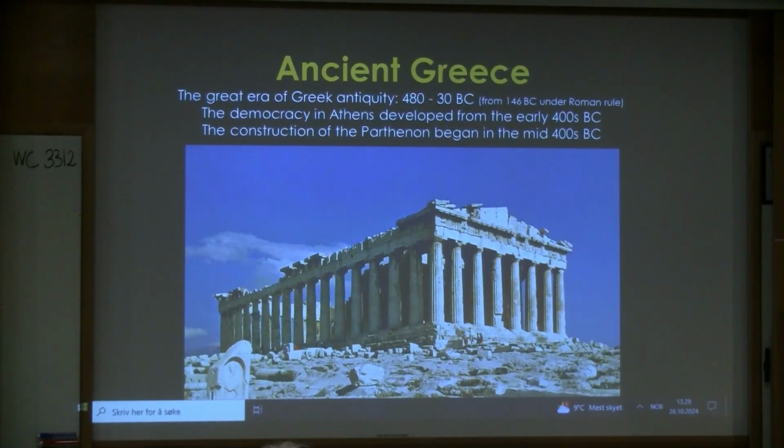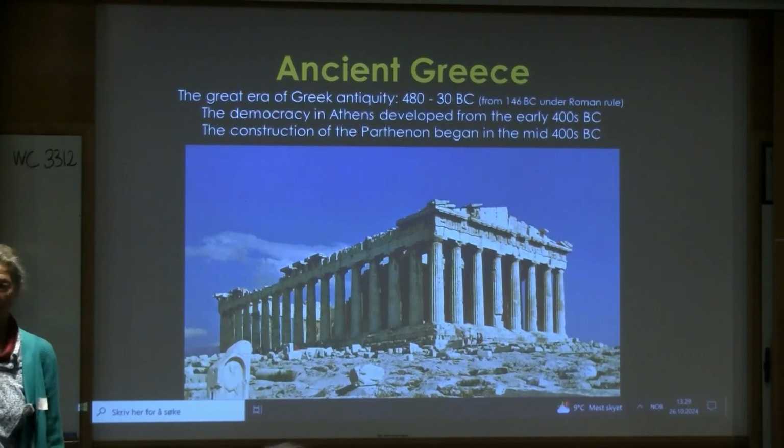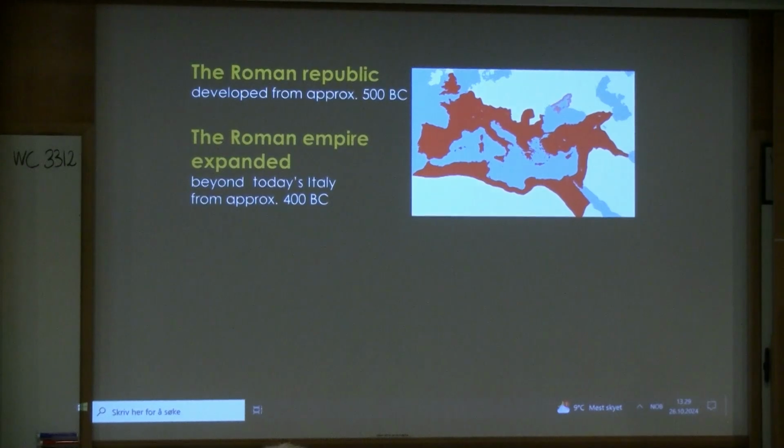In ancient Greece, the great era of Greek antiquity started during this period. The temperatures had really picked up by about 500 BC. So from 480 to 30 BC, we had the great Greek antiquity. Democracy in Athens developed from the early 400s, and the construction of the Parthenon began during the same period. The Roman Republic also started developing in this period, around 500 BC, and started expanding beyond today's Italy from about 400 BC.